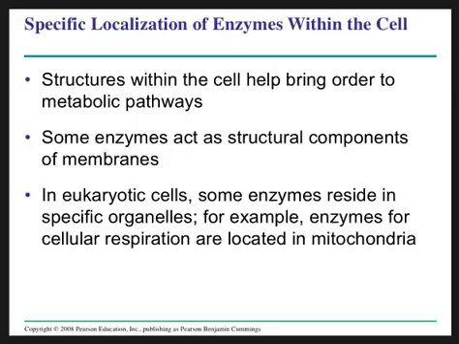Remember, we had enzymes that were embedded into the cell membranes, into the plasma membranes. In eukaryotic cells, so any of those cells with a membrane-bound nucleus, organelles, some of those enzymes will reside specifically in specific organelles. For example, enzymes for cellular respiration, the enzymes that drive the process to make ATP, a lot of those live in the mitochondria. They're not just anywhere in the cell, they're hanging out in the mitochondria where we do this work. So those are some of the things.